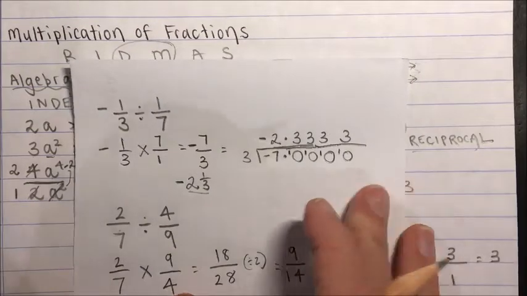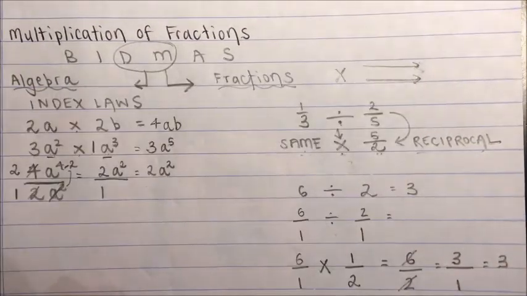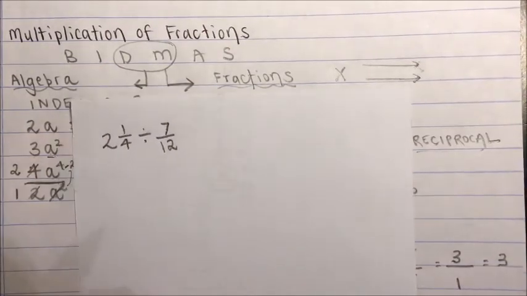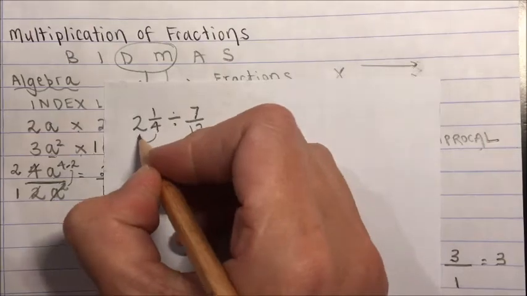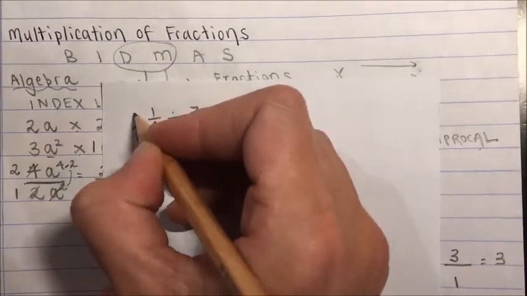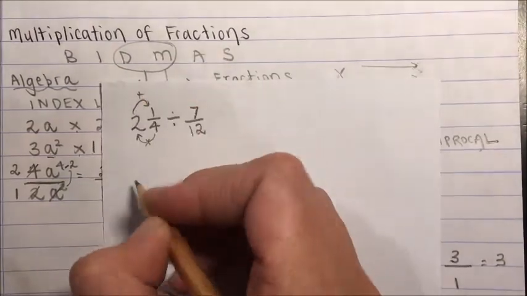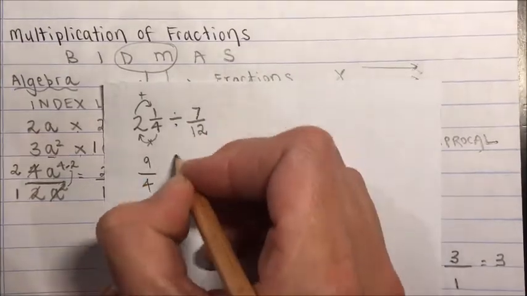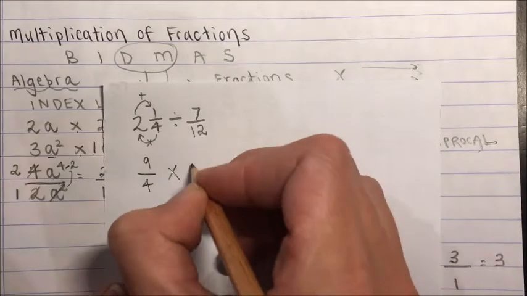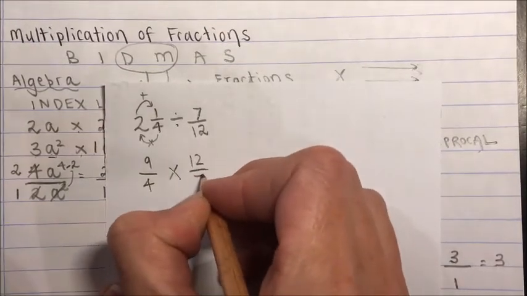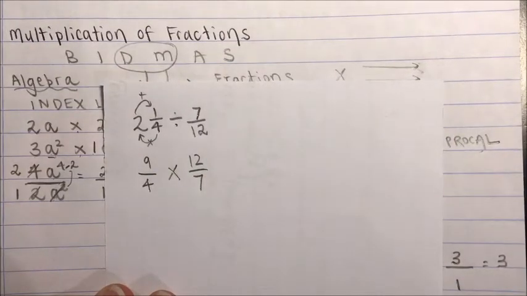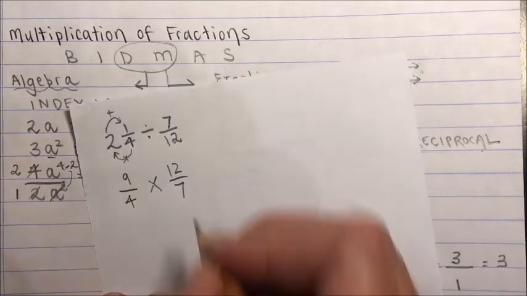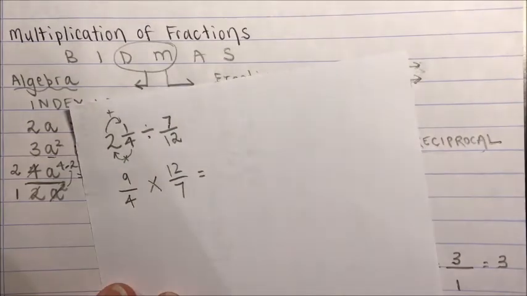Cool. Let's just do one more with those mixed numbers, just because I went a bit pear-shaped then with division. So let's try this one again. 4 times 2 is 8, plus 1 is 9. Okay, 9 over 4. This becomes multiplication. This becomes its reciprocal. Excellent. So I get 9 times, I can do this a different way.